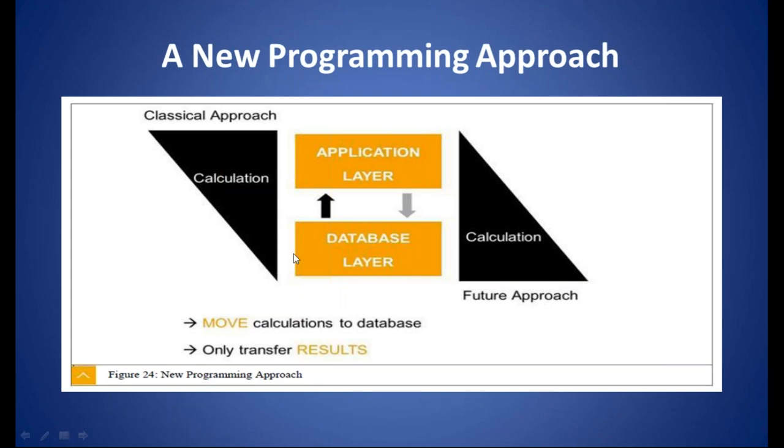So what we are doing is trying to process the maximum amount of code at the application layer level. But in the HANA database, the more focus is on giving load to the database layer and reducing the load on the application layer. So they have significantly reduced the load on the application layer and increased the load in the database layer. This is what will happen in the new programming approach.